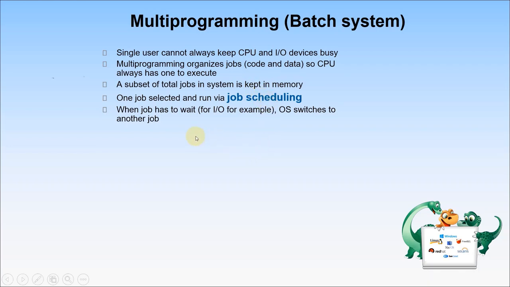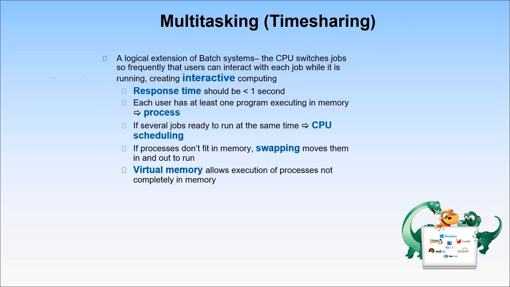When the job has to wait, for example for I/O, the system switches to another job, depending on the algorithm being used. We will be talking about CPU scheduling in the next modules.